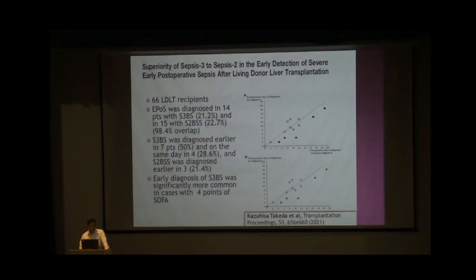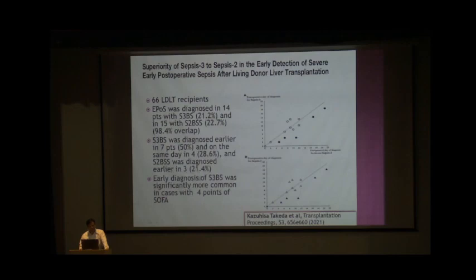66 patients were included. They looked into early post-operative sepsis, which was diagnosed in 14 patients as per the Sepsis-3 guideline and 15 patients as per the Sepsis-2 guideline. There was quite a good overlap between the two. However, the Sepsis-3 guideline detected sepsis earlier in at least 50% of the patients, and at the same time as Sepsis-2 in 28% of the patients, whereas the Sepsis-2 guideline detected sepsis early in 21% of the patients.